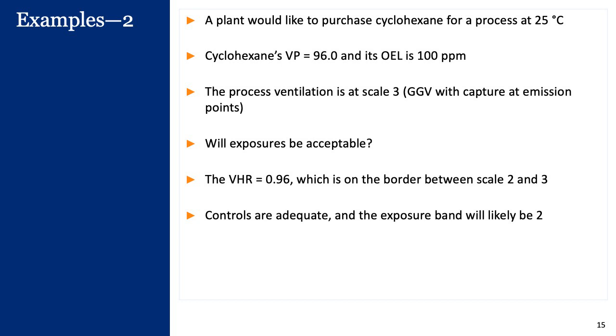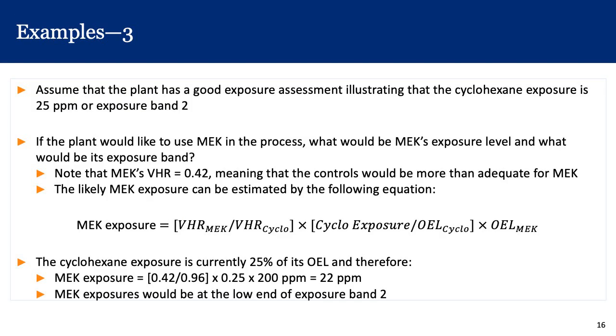And so if the plant manager comes to you as the industrial hygienist and says, "Is this okay? Can we buy and use cyclohexane in the facility without any changes to the facility? Will the exposures be acceptable?" You can take out your vapor hazard ratio, calculate it as 0.96, which is on the border between scale 2 and 3. And so the controls are adequate, and the exposure control category will be a category 2. And so you are going to be just fine. So that's the first example.